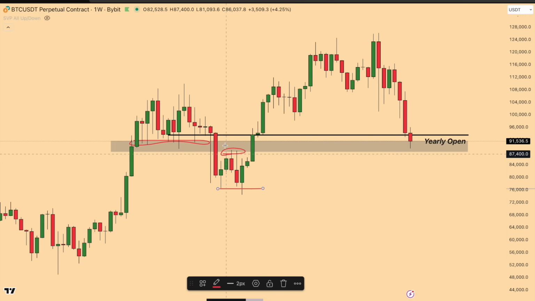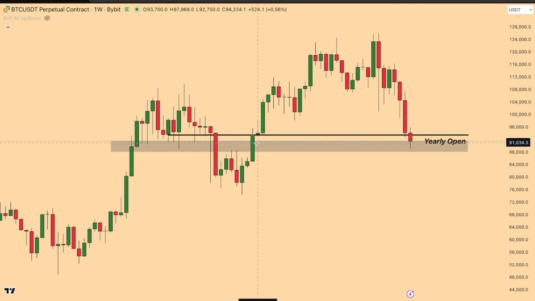So just in and around this region, there's a lot of historical price action. There's also the yearly open in and around it as a confidence level, but I guess we'll come back to that when we drop down to the daily time frame.